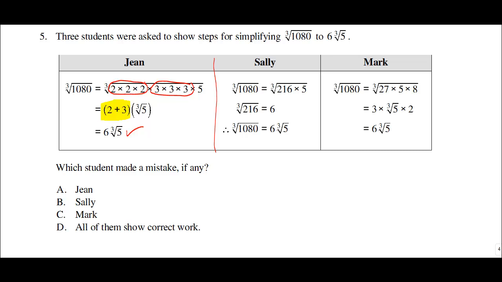So which student made a mistake, if any? I would say it's Jean already. We know that that would be your answer. Now, let's go through ever so quickly and take a look at why these other ones are correct. So we're going to say that this one was wrong right here, and these guys were good to go.